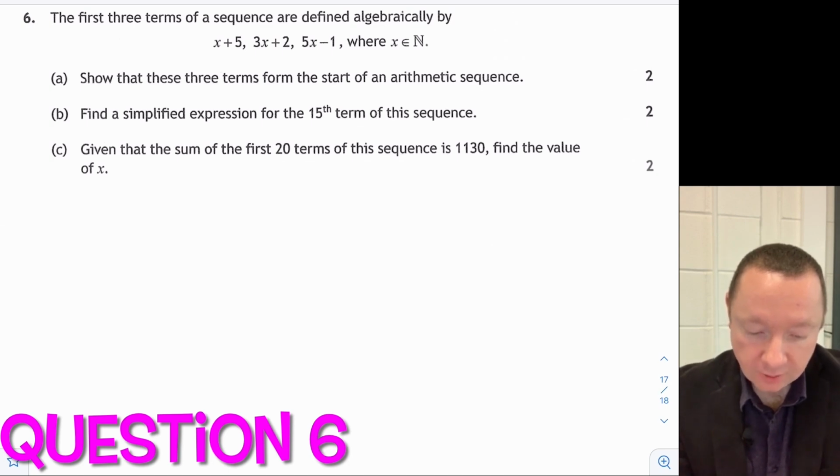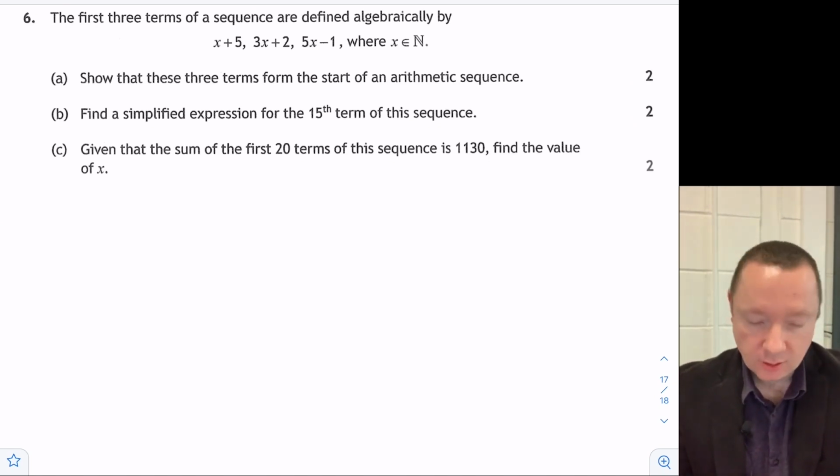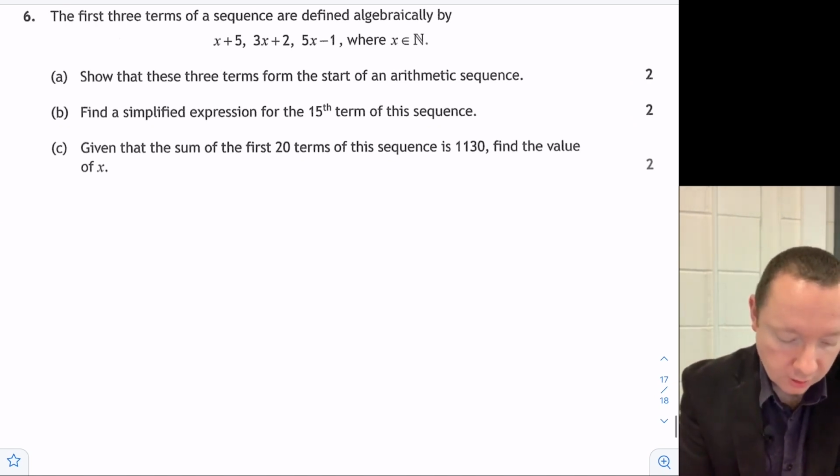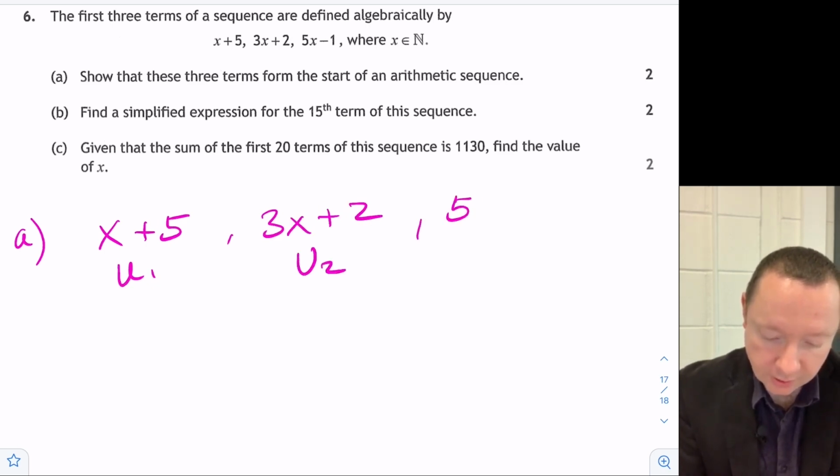The terms are x plus 5, 3x plus 2, and 5x minus 1, where x is a member of the natural numbers. So the first 3 terms form the start of an arithmetic sequence. Okay, let's start doing that. So let's say x plus 5 is u1, 3x plus 2 would be u2, our second term, and 5x minus 1 would be u3.